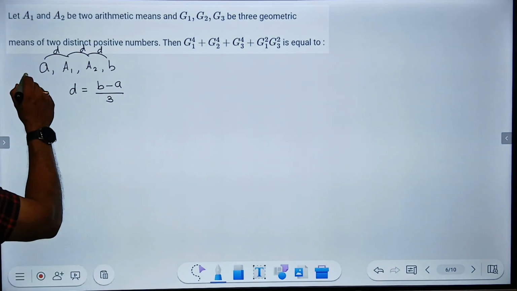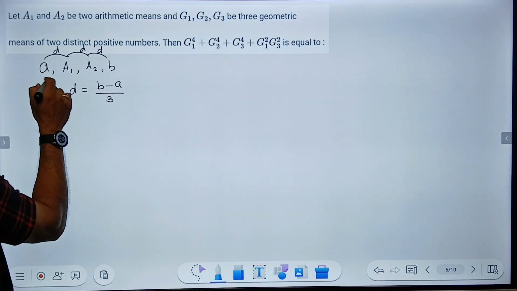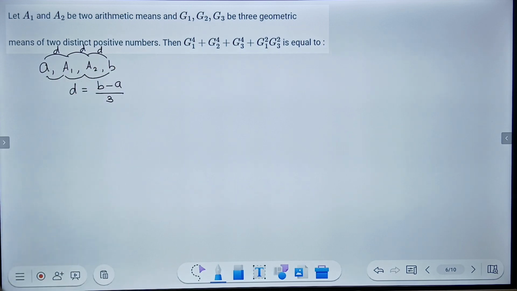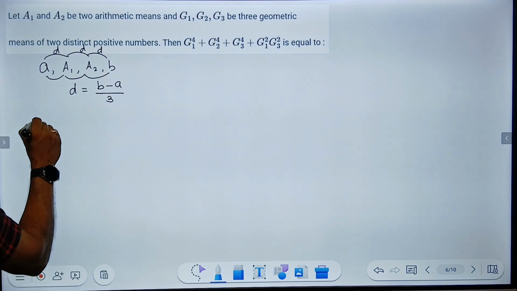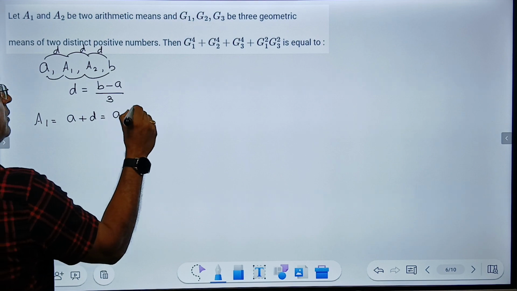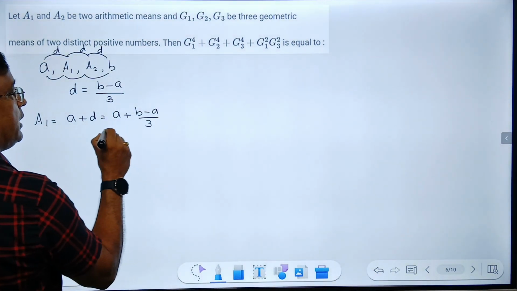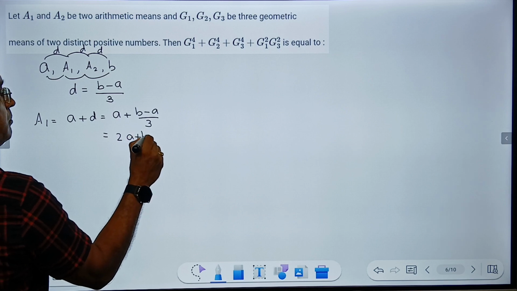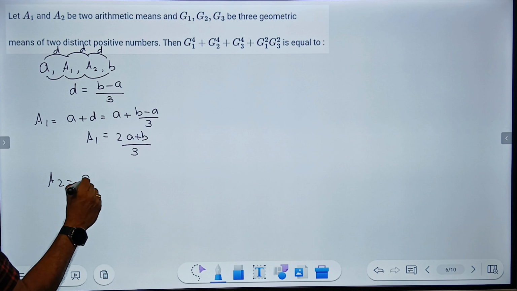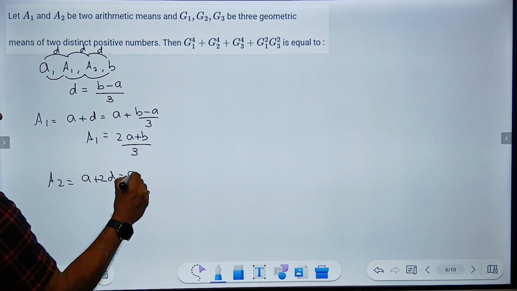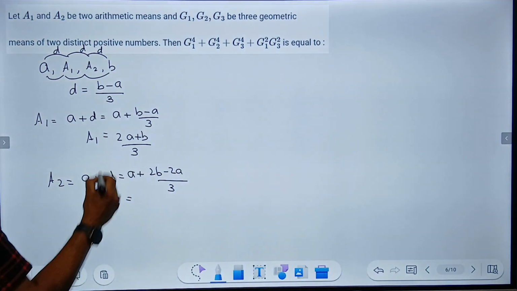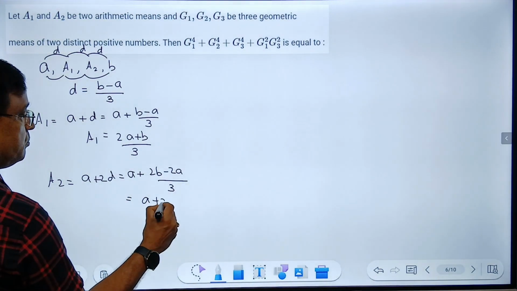So if you have A to B, see, this is one term, this is second term, this is third term, so it's three terms. So B minus A by 3 gives you the common difference. Now what is A1? A1 is nothing but A plus D. But what is D? D is B minus A by 3. If I take LCM, I get 2A plus B by 3. This is my A1. Now what is my A2? A2 is nothing but A plus 2D, which is A plus 2B minus 2A divided by 3. If I take LCM, what do you get? You get A plus 2B by 3.